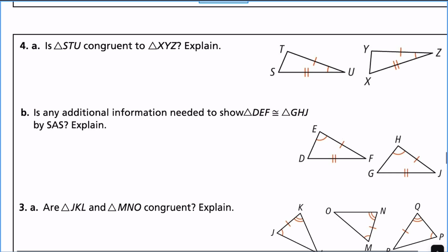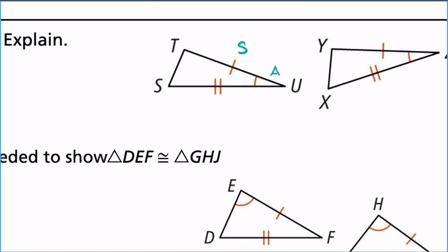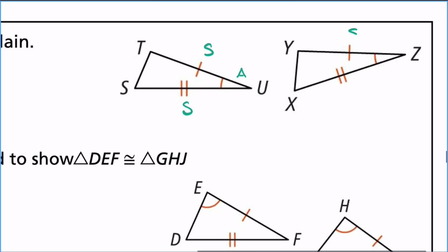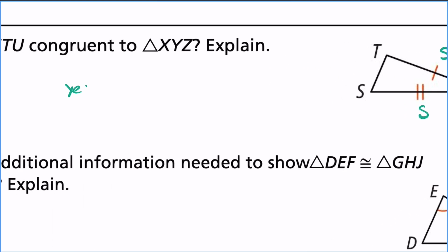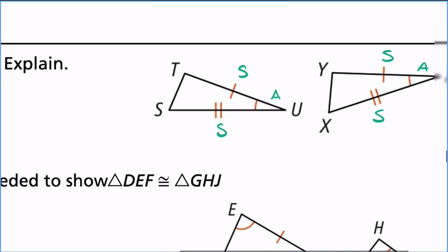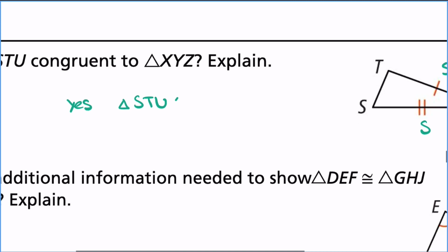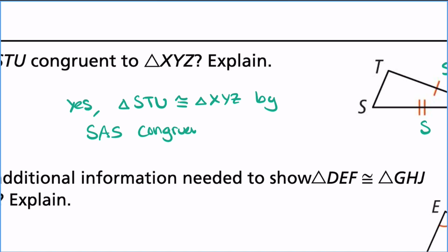In the next example, is this one congruent? We have a side, an angle, and a side. We have a side, an angle, and a side. It goes in the correct order. The angle is included. So we would say yes, triangle STU is congruent to triangle XYZ, sorry, by the side, angle, side congruence criterion.